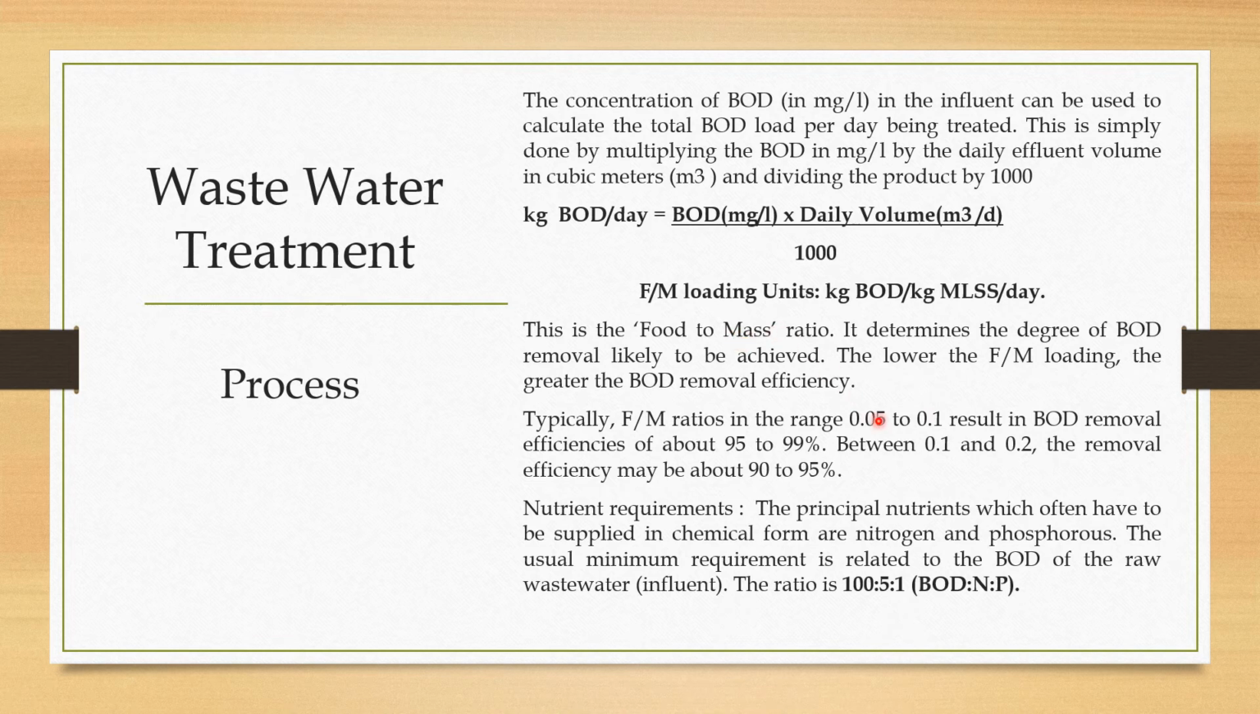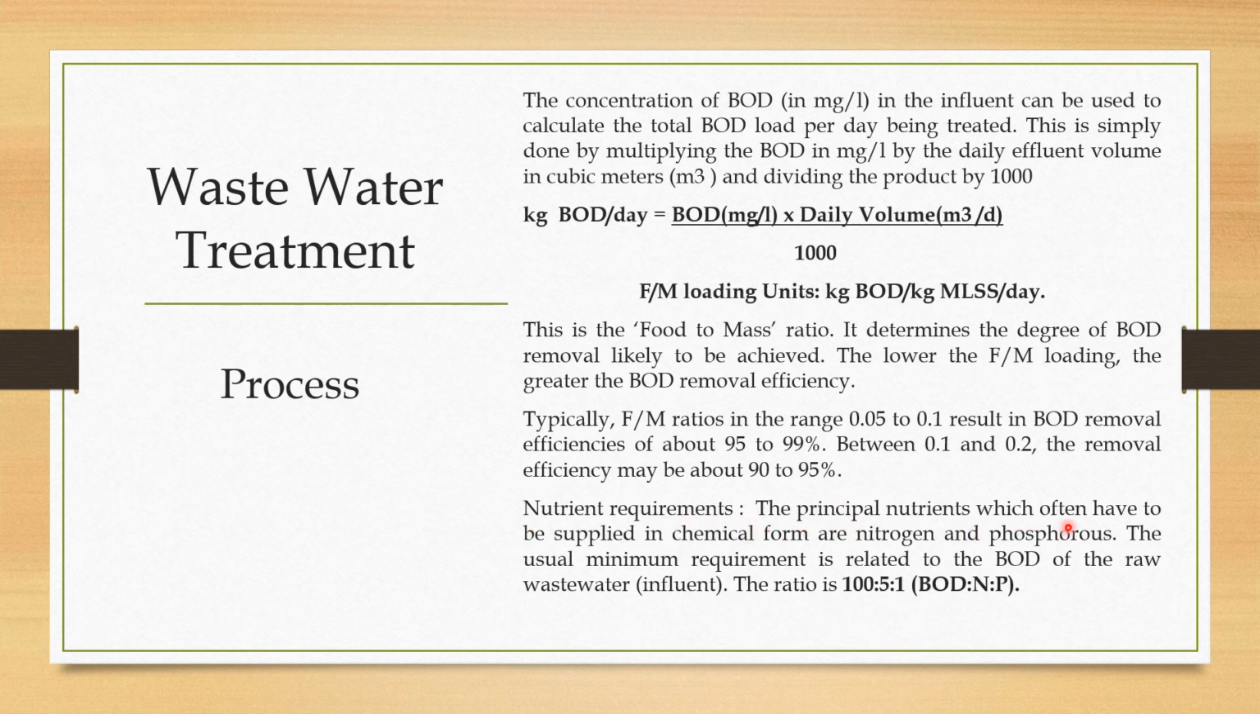That is, if the F/M ratio is less, then the plant is running at normal condition with more efficiency. Typically, an F/M ratio of 0.05 to 0.1 results in BOD removal efficiencies of about 95 to 99%. If it is 0.1 to 0.2, then the removal efficiency will be around 90 to 95%. If it is 0.05 to 0.1, then more TSS is removed and BOD is also reduced, and the plant is running more efficiently.